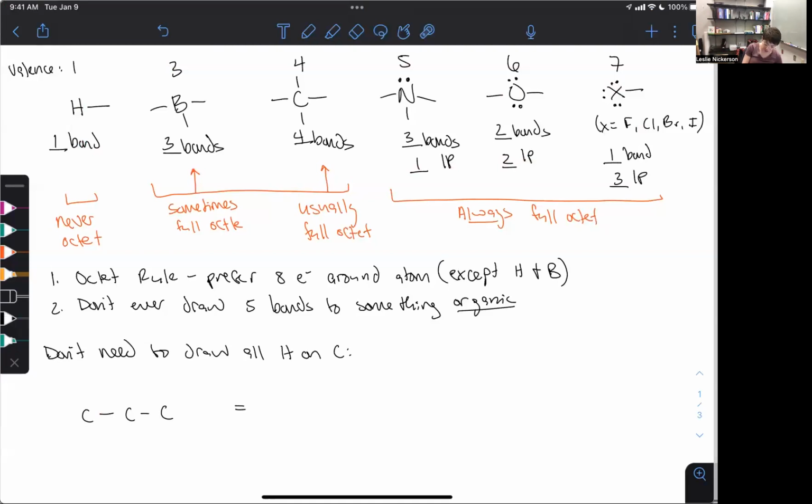So this carbon at the end has 1 bond right now. And if I need to get to 4, that means I have a total of 3 bonds to H's. Okay, so 1, 2, 3.